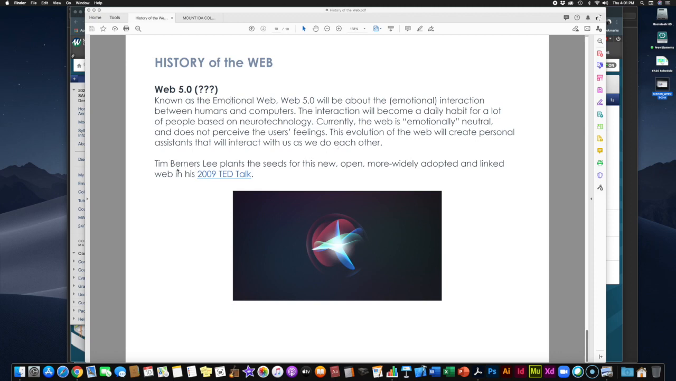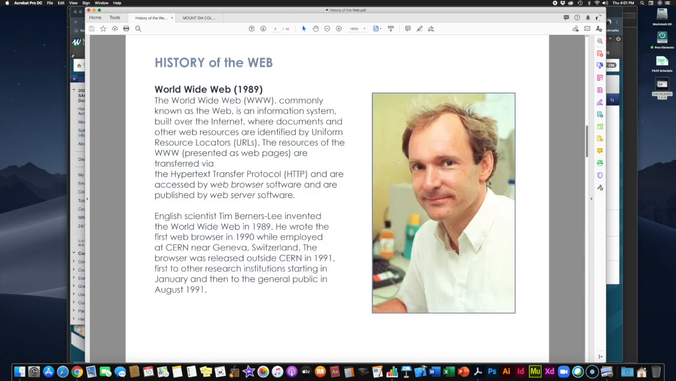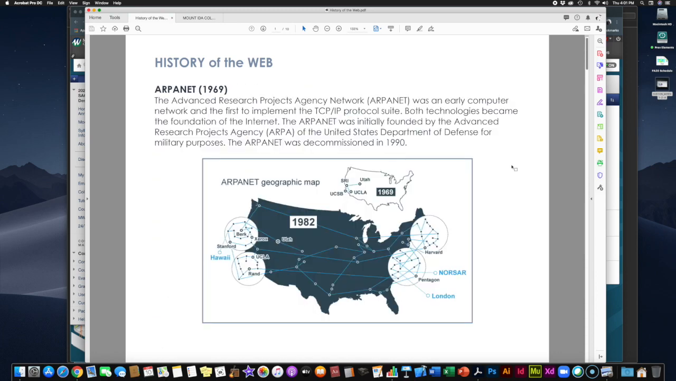Now, if you want to hear more about it from Tim Berners-Lee himself, he sort of plants the seeds for this new, open, more widely adopted and linked web in a talk that he gave back in 2009. So even that far back, they were already thinking about this evolution of the web. So you can click this link here and go check out his talk. Okay, so that is that. That is our quick overview of the World Wide Web, back to the internet, all the way back to the ARPANET, dating back from 1969 to today.